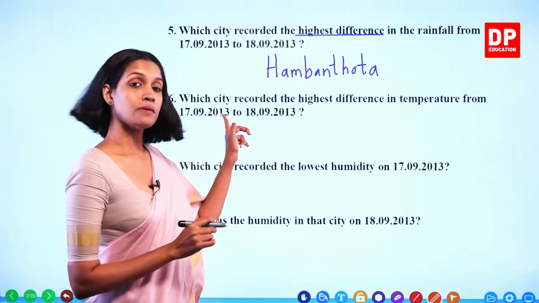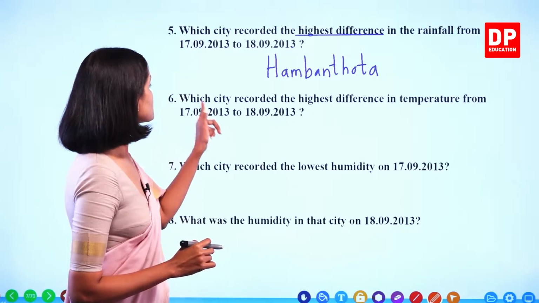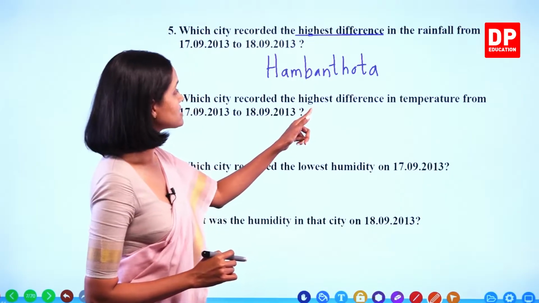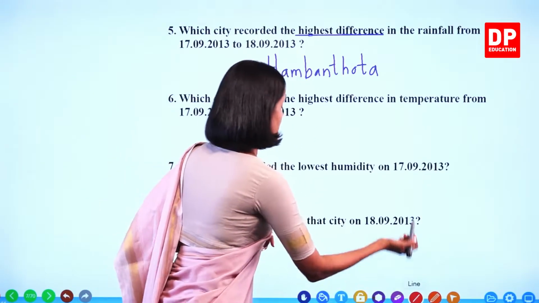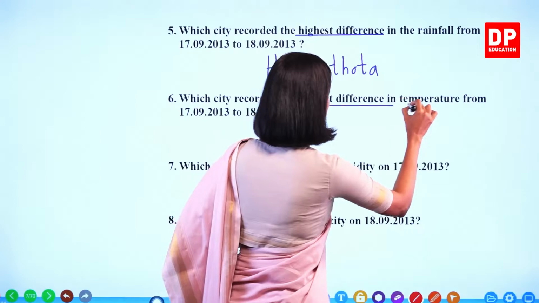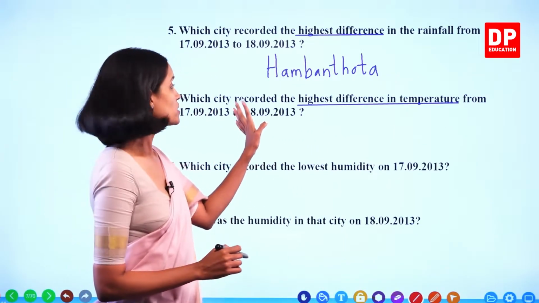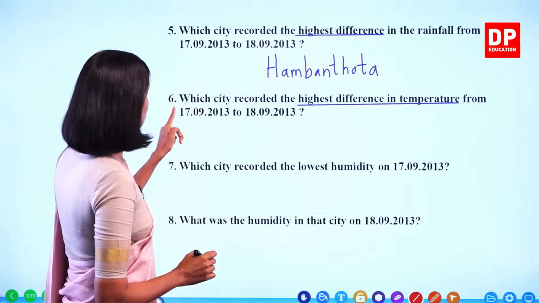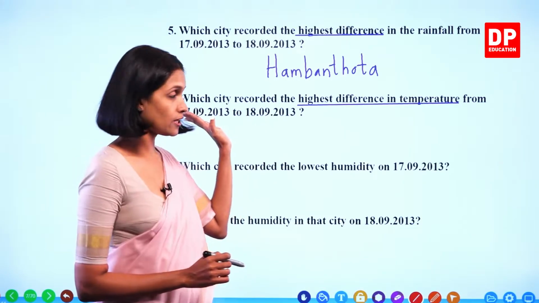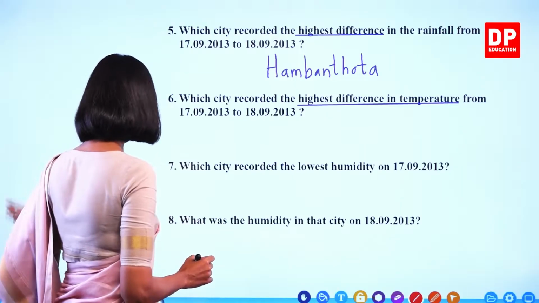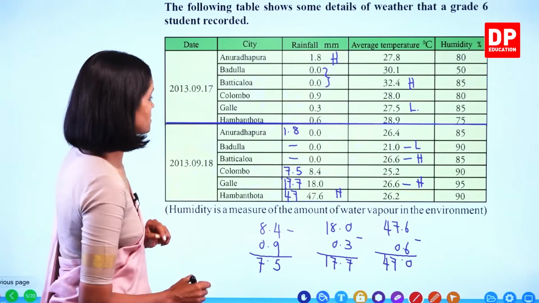Right. Number 6. Which city recorded the highest difference in temperature? Again, this time highest difference in temperature between the 2 days, right? Temperature from 17th to 18th, okay? Let's calculate that one again.